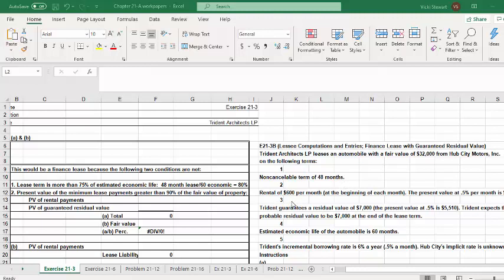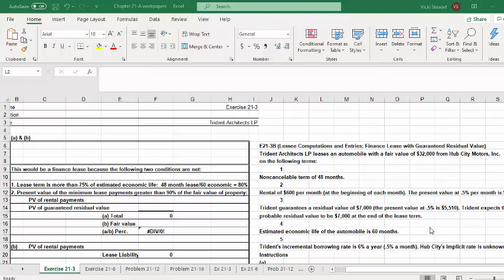The rental payments of $600 per month are due at the beginning of each month, and the present value at 0.5% per month for all of the rental payments is $25,676. Trident has guaranteed the residual value of $7,000. The present value at 0.5% is $5,510, and Trident expects the probable residual value to be $7,000 at the end of the lease term.